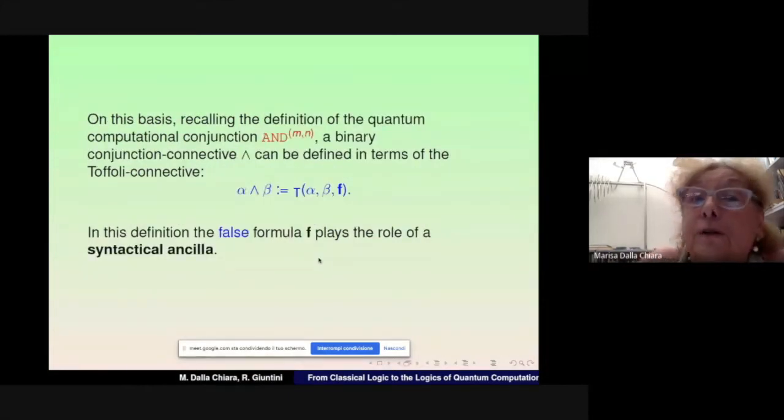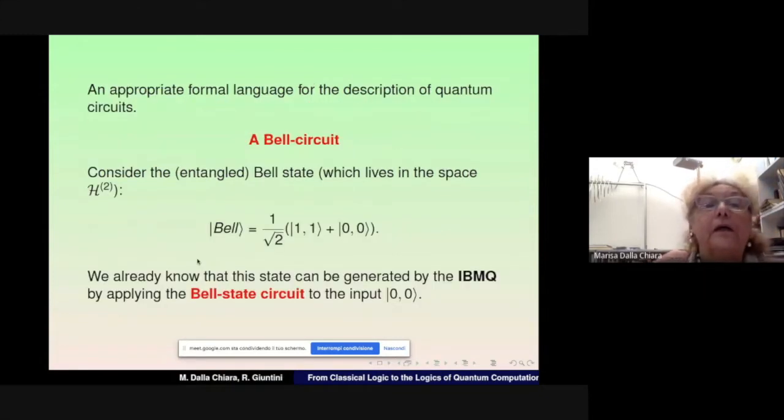And on this basis, recalling the definition of the quantum computational conjunction, and now you know everything about this particular form of quantum conjunction, that is generally a holistic conjunction, as explained by Roberto. Recalling this definition, a binary conjunction connective indicated in the usual way can be defined in terms of the Toffoli connective. So, in the expected way, alpha and beta can be defined as the Toffoli connective applied to the triplet alpha, beta, F. And this F, that is the false formula, represents clearly here a syntactical syllable. You obtain in this way an appropriate formal logical language for the description of quantum circuits.